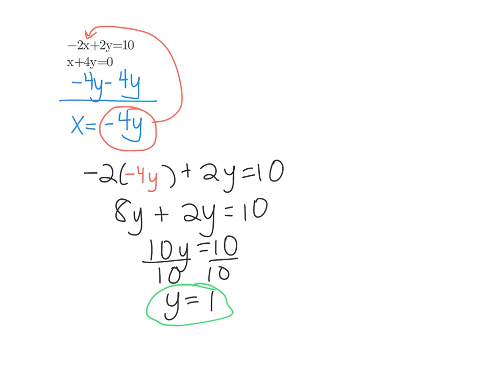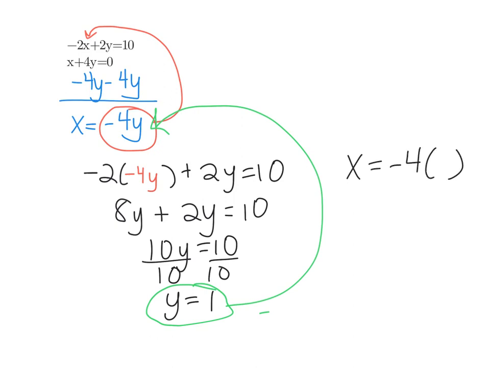And I think on this particular one, I'm going to go back into this x equals negative 4y equation. So I am going to take this y equals 1 and substitute it in place of y in that equation. So I originally had x equals negative 4y, but instead of y, I'm going to put 1 because that's what I know y to equal. And now I'm going to finish solving, so we get x equals negative 4. So it appears to me that my answer is negative 4, 1.